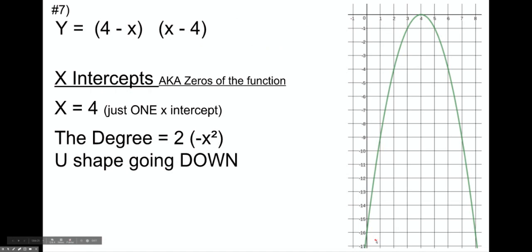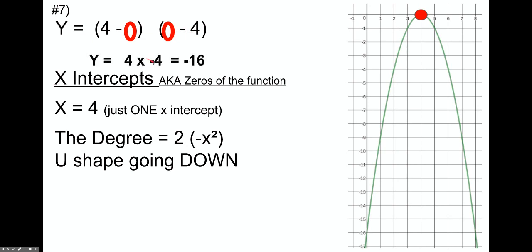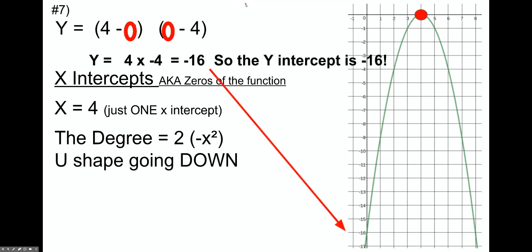All right, what's up with this 16 down here? It crossed at negative 16. Let's talk about that. For the y-intercept, why did it cross way down here? Okay, so you put a 0 on the x spot, and you solve for y. So you have positive 4 times negative 4. What's positive 4 times negative 4? A positive times a negative is a negative. 4 times 4 is 16. So that's the y-intercept, negative 16.